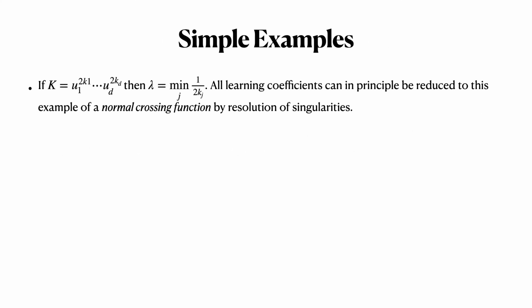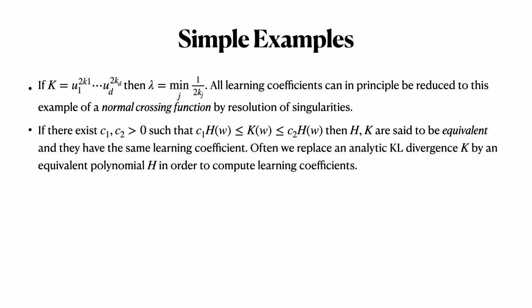Okay, so the example in which the RLCT is trivial to compute is the one where K is non-negative, so it looks like a product in normal crossing form of even powers. Right? 1 is supposed to be a subscript. So then lambda is the minimum over 1 over 2kj. Putting that into normal crossing form, as we know, is what the resolution of singularities does for us.